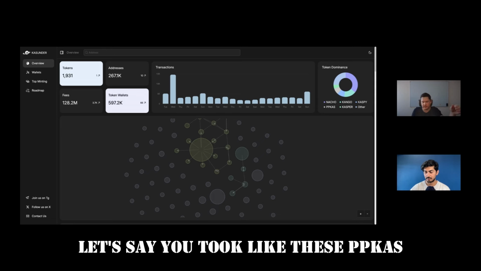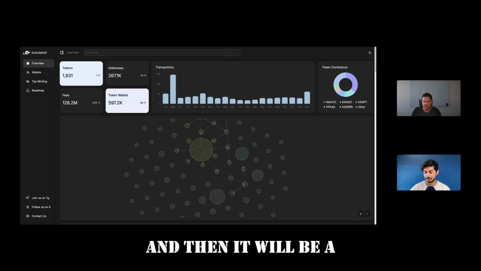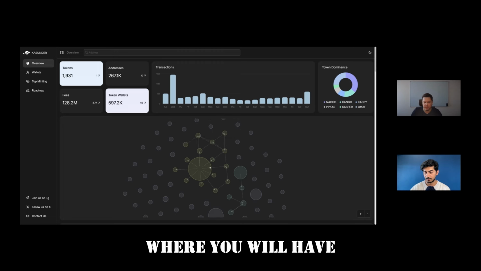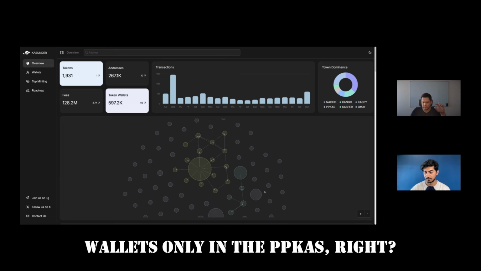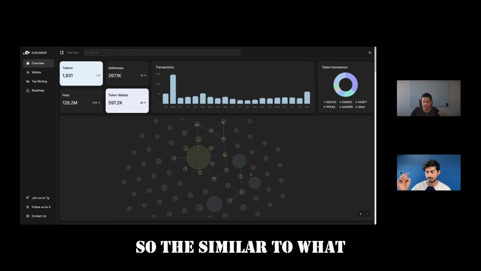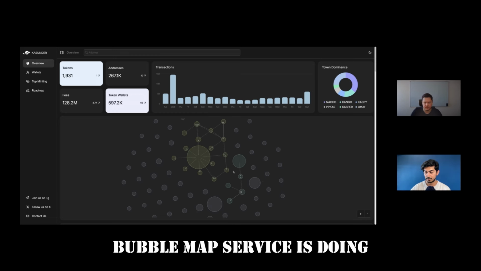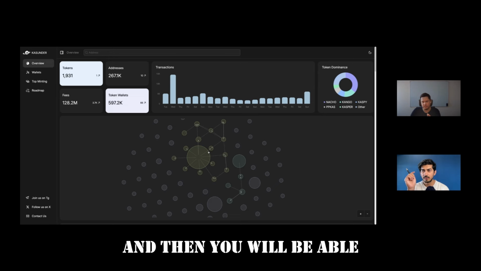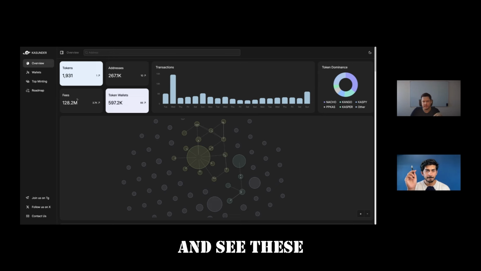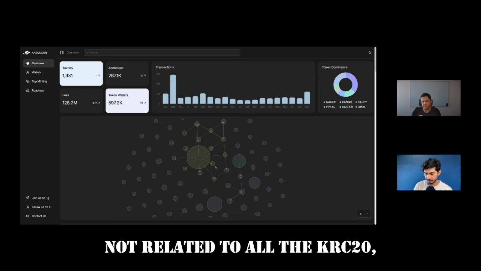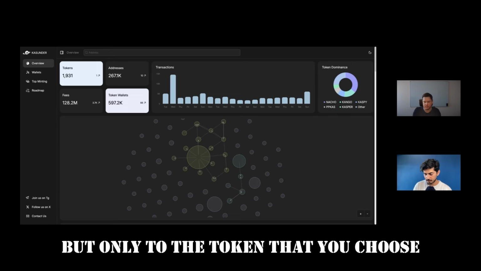Let's say you took this PPCast, and it will be a bubble map of the PPCast where you will immediately have all the connections between these top 100 wallets only in the PPCast, right? Similar to what the BubbleMaps service is doing. And then you will be able to dive into the transactions and see these transactions that I showed you here, not related to all the KRC20, but only to the token that you choose.